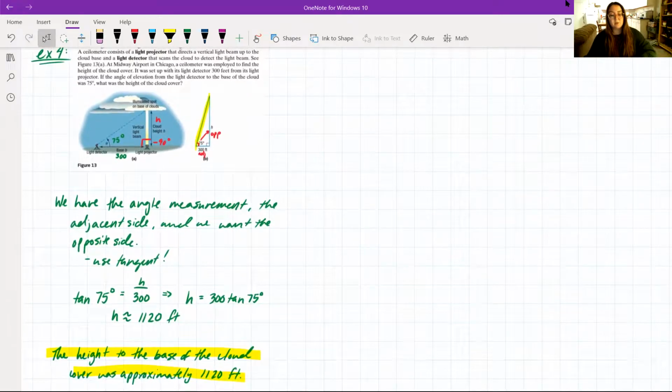So that was how we use our angle of elevation. Our theta that we were given was 75 degrees from the light detector, which was on the ground. We use our angle of elevation since our light detector is going to be detecting the light that hits the base of the cloud cover. So that's how we use our angle of elevation in this case.